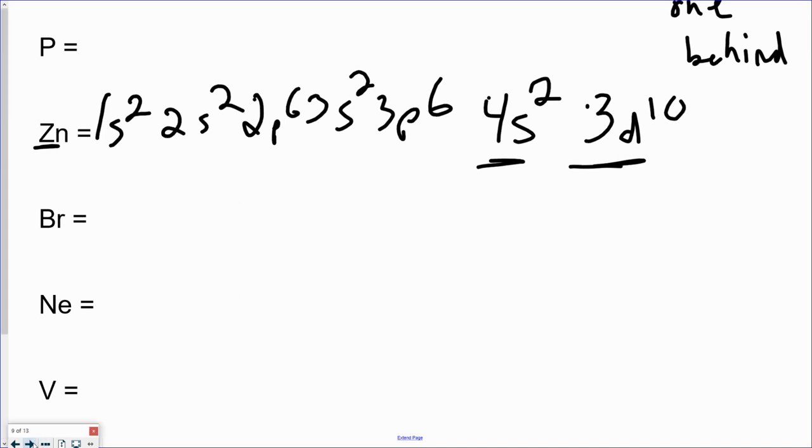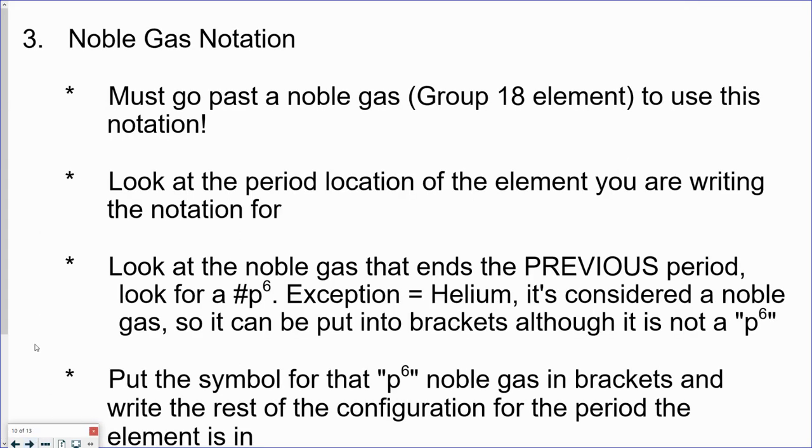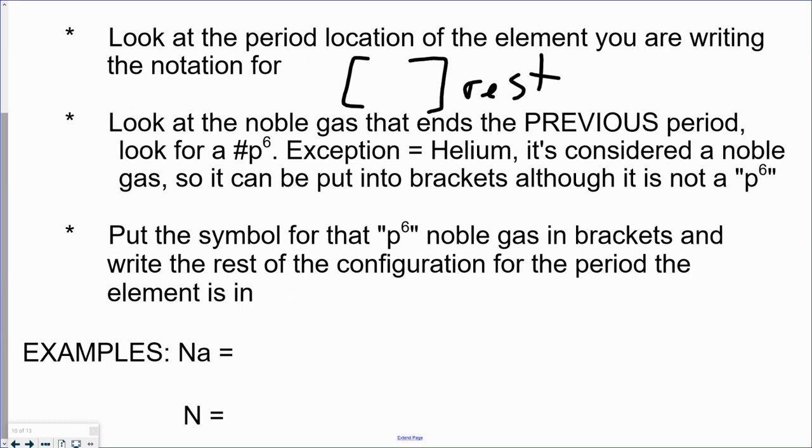The shortest version is noble gas notation. So, noble gas notation, we're looking at group 18. We're going to put that into brackets, and then we're going to fill in the rest after it to get to it. Now, an easy way to do this is if you already have the electron configuration notation, look for the last p to the sixth, except for helium, which is 1s2. And then fill in the rest that you had already done.